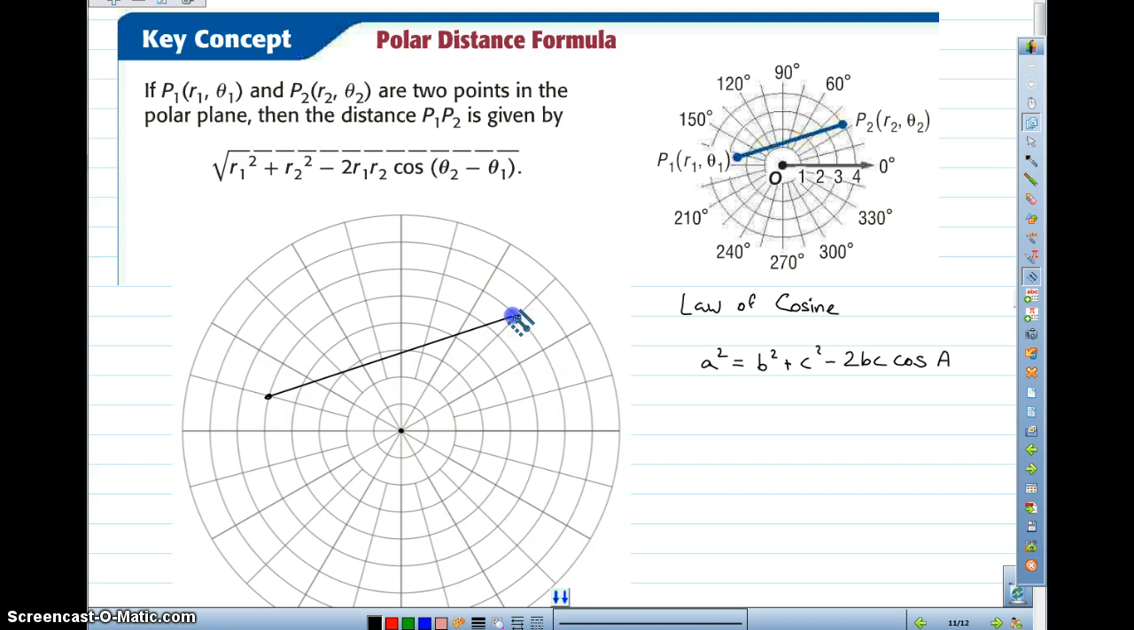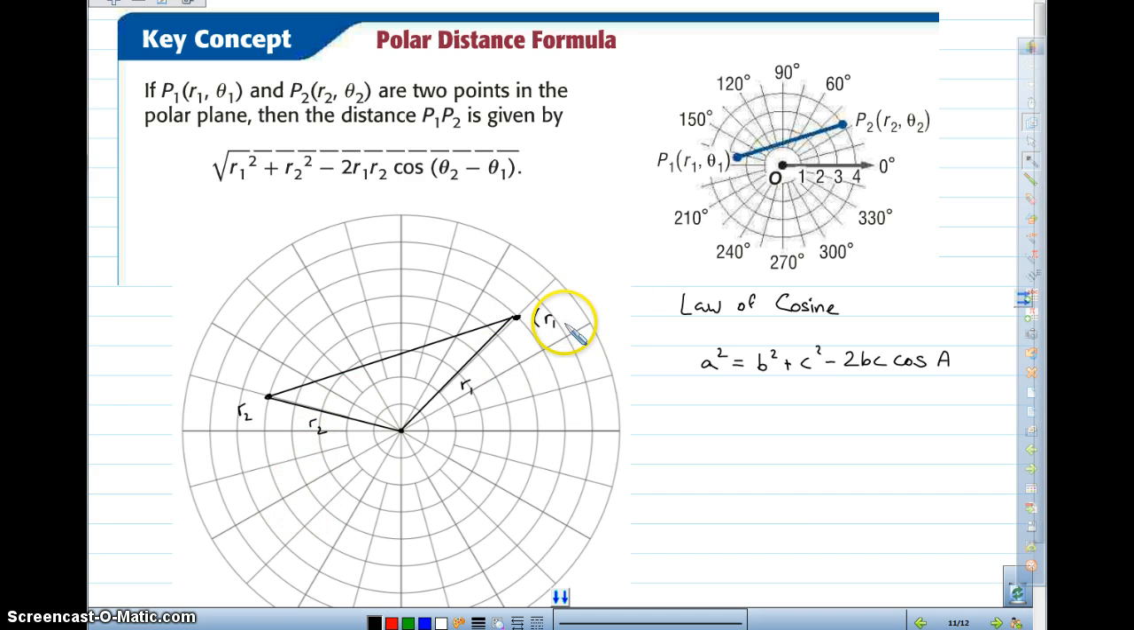So when I connect these two coordinates and connect them with the origin, we create a nice triangle. And we know a lot about this triangle because we know the coordinates. Because I know the coordinates, I know that the radius of this coordinate, r1, is actually side 1 of my triangle. And r2 over here, that's actually r2, the other side of my triangle.